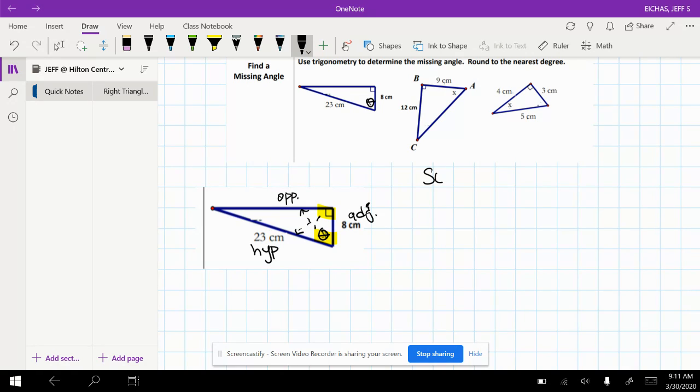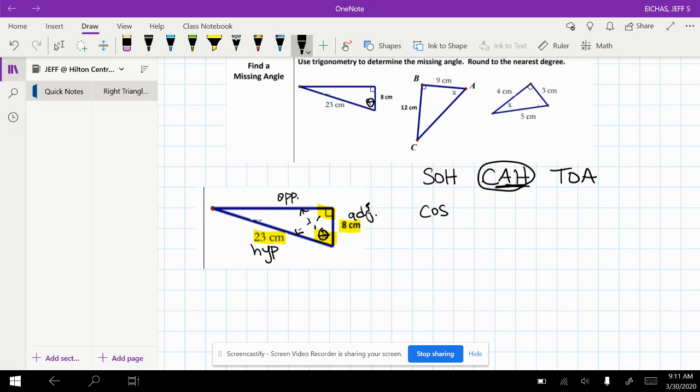Now, get used to this. This acronym should be written every time. SOHCAHTOA. This will help us decide and understand which trig function to use. Now, the two sides involved are the adjacent and the hypotenuse. Adjacent, hypotenuse. So we should be using cosine.